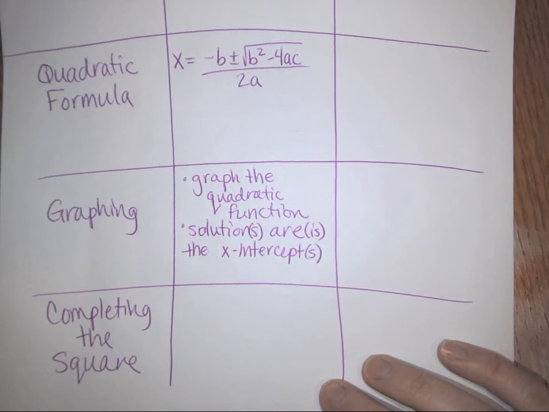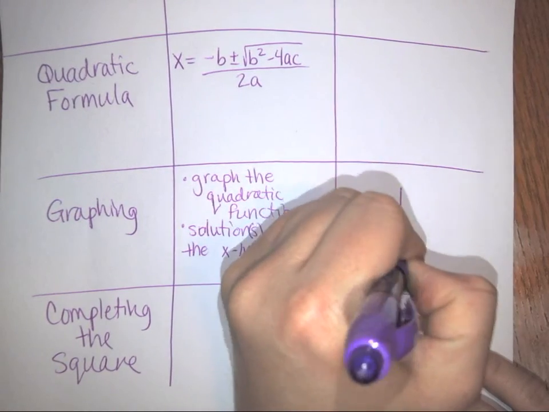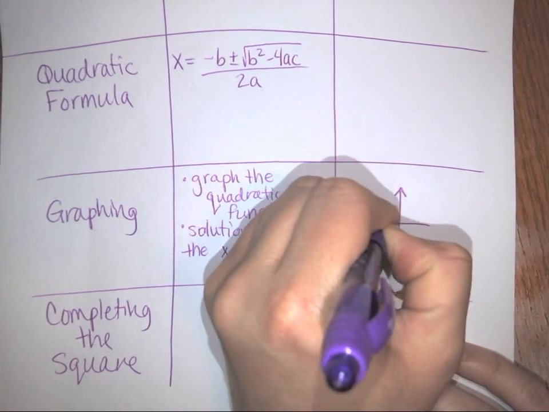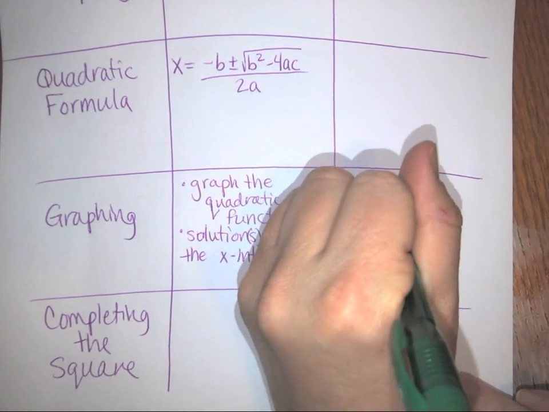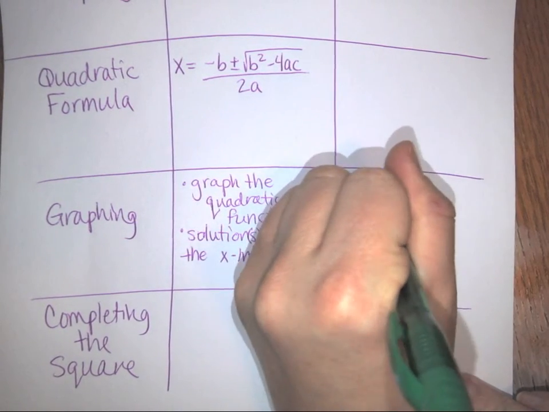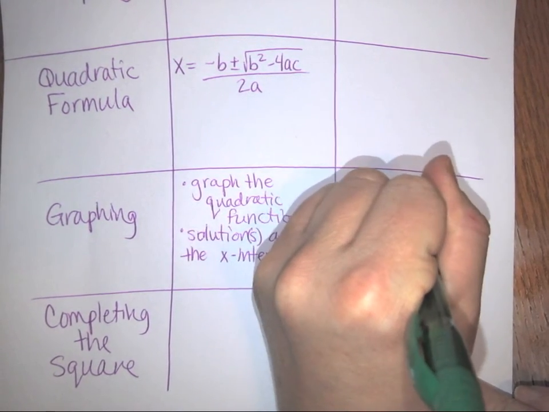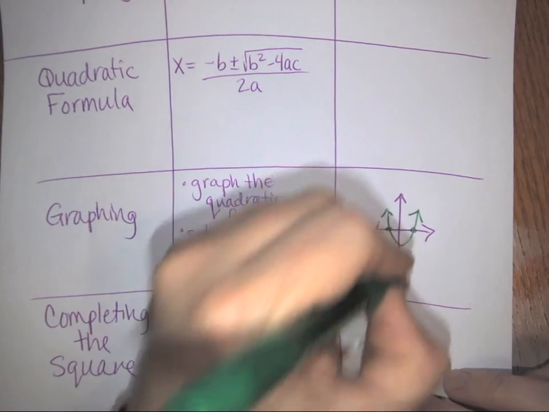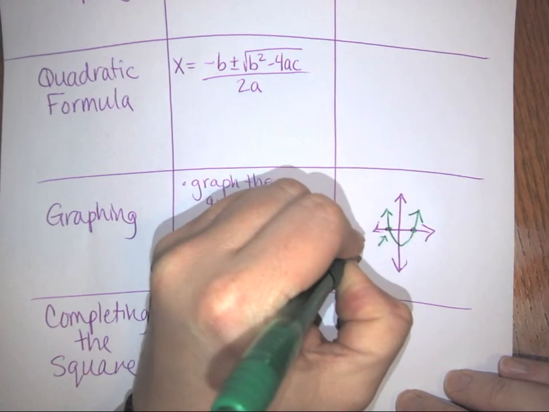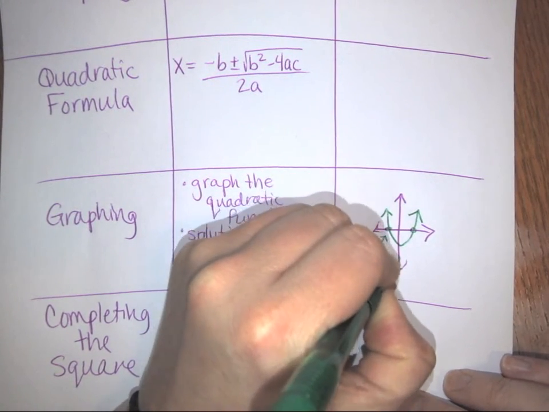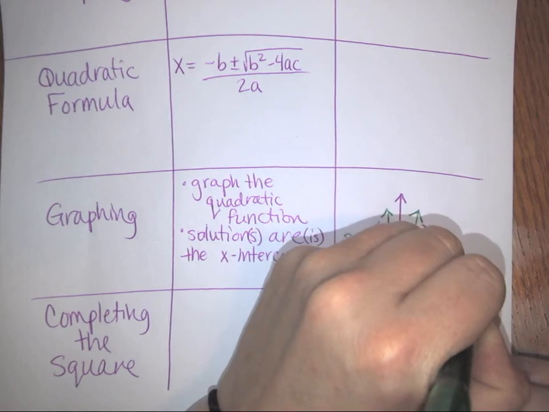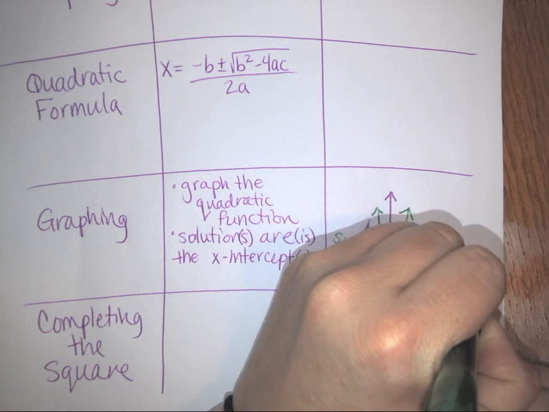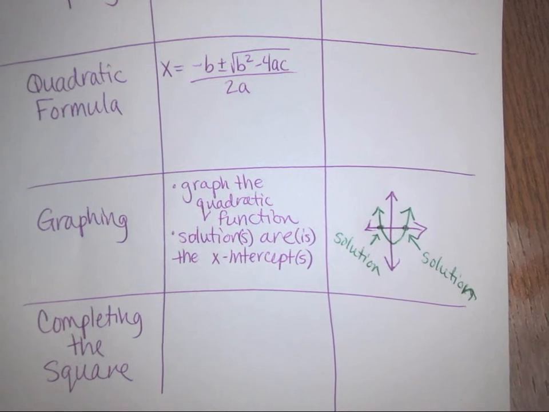But if you do have a graph of a function that crosses the x-axis, these points here are going to be your solutions. So in this case, I have 2. Again, there's a video on solving by graphing where I go into much more detail.